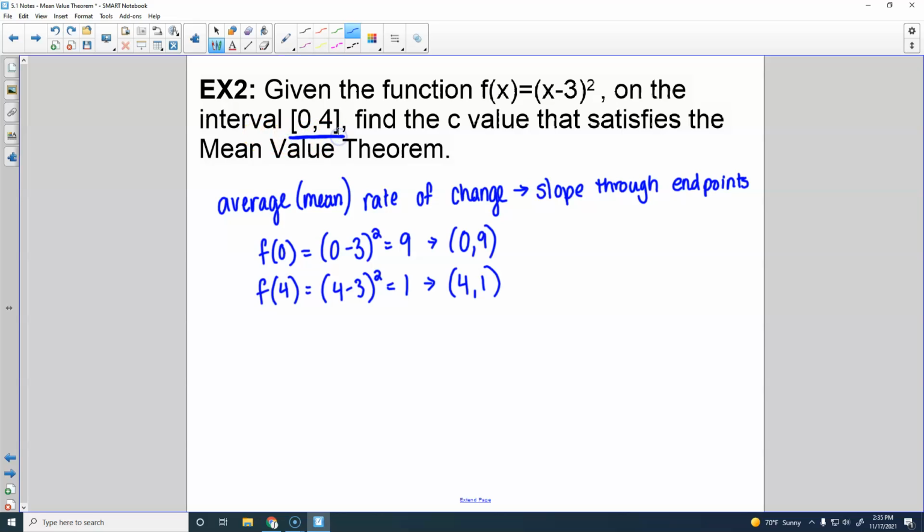So those are the coordinates of my two endpoints of this interval right here. And I'm using 0 and 4 because that's my interval. So I'm going to find the slope between those endpoints. So 1 minus 9 over 4 minus 0 is going to give me negative 8 over 4, which is negative 2.